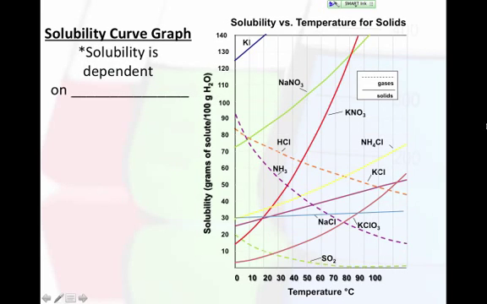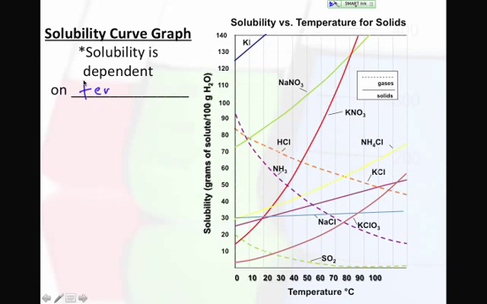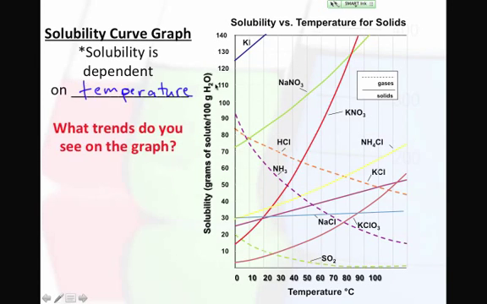Solubility is dependent on the temperature of the solvent. So what trends can you see on the graph? Look it over. What do you notice? All the solid lines are sloping upwards, positive slopes. All the dashed lines are negative slopes, sloping downwards.